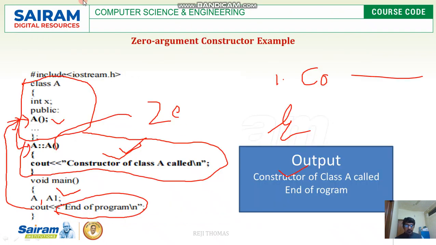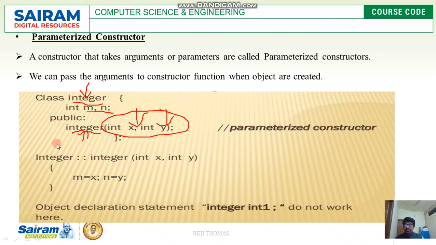Now look at the definition also. In the definition also we have to give the class name, the scope resolution operator, then the constructor name with the parameters. What it does is assign the values for the data members. So you are going to assign the values for m and n.